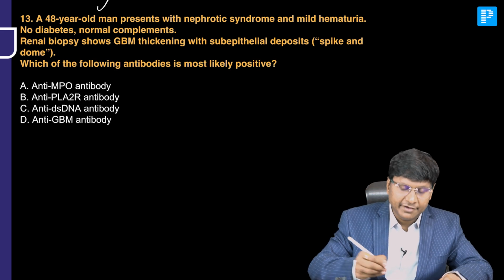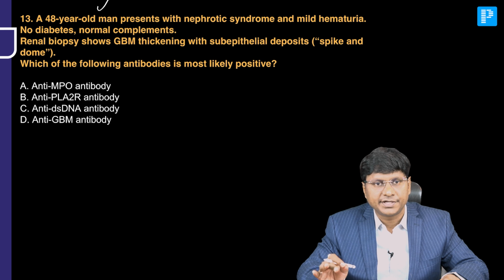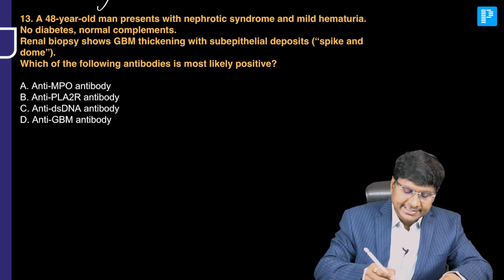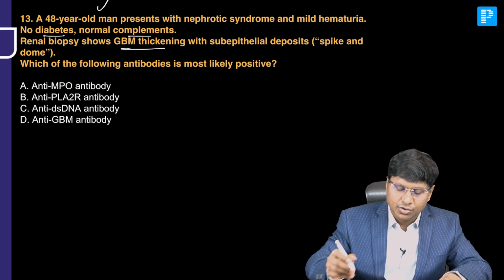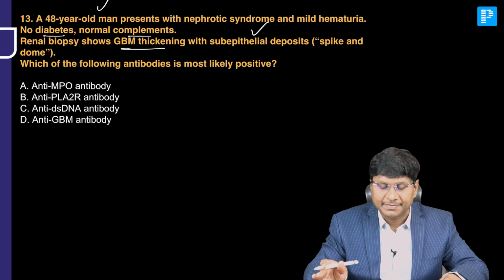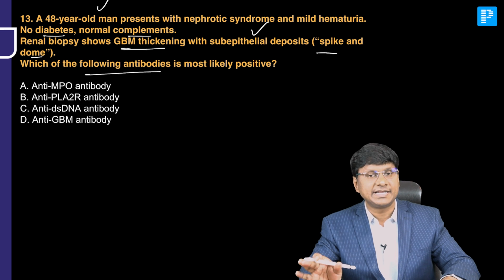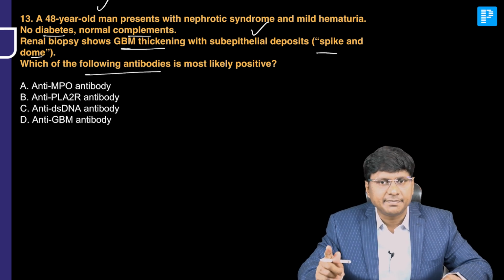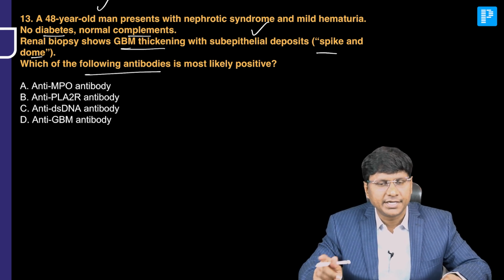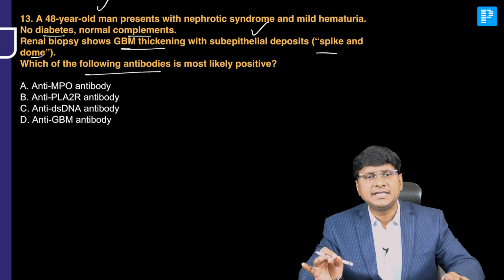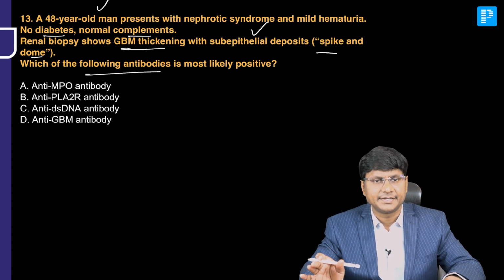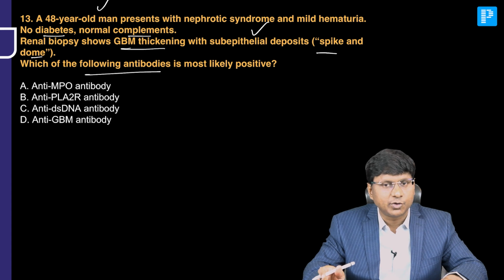Then we have a 48-year-old man who presents with nephrotic syndrome and mild hematuria. There is no diabetes, normal complement levels. Renal biopsy shows glomerular basement membrane thickening with subepithelial deposits where there is spike and dome appearance. Which of the following antibodies is most likely positive? So a 48-year-old man, nephrotic range proteinuria, no diabetes, normal complement levels, but subepithelial deposits are giving you spike and dome appearance. So which of the following antibodies is most likely positive?